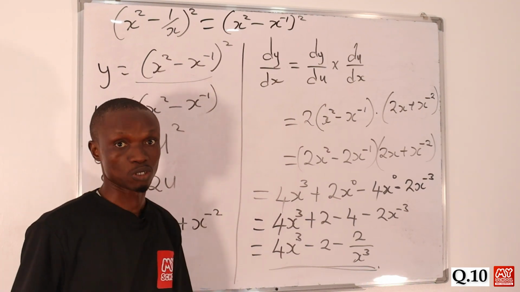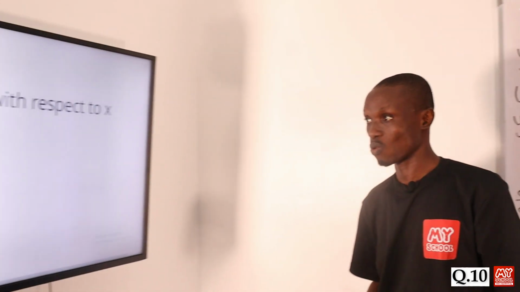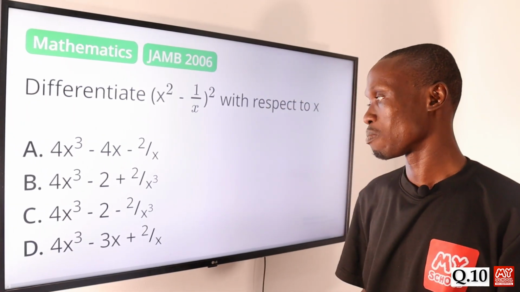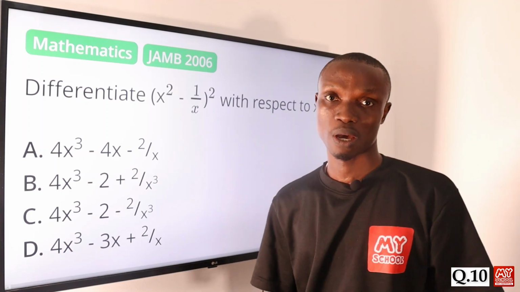So let's return back to the screen to pick the correct answer to this question, and that is option C, 4x cubed minus 2 all over x raised to power 3.